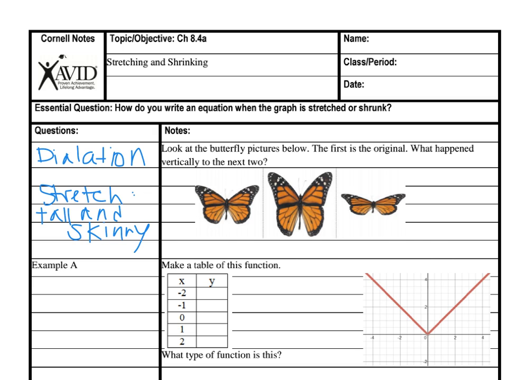short and wide. So now if we look at the butterfly pictures below, this first one here is the original. And we need to decide what happened vertically to the next. Looking at the butterfly in the middle, it looks as though it has been pulled up and down or made taller, which would be a stretch. The butterfly on the far right side looks like it's been squished from the top and the bottom, which makes it a shrink.